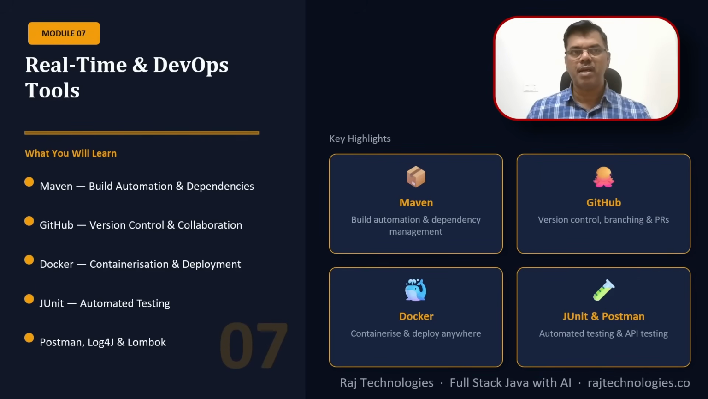Module 7, we discuss some of the very important real-time and DevOps tools like Maven, it's for build automation and adding the dependencies, GitHub for version control and collaboration, Docker for containerization and deployment, JUnit for unit testing, Postman for testing our REST APIs, Log4j for logging for our application, Lombok to reduce the code to avoid adding setters, getters, constructors simply by using annotations.